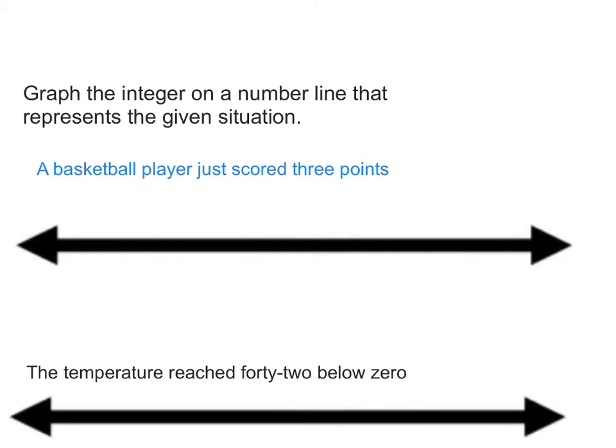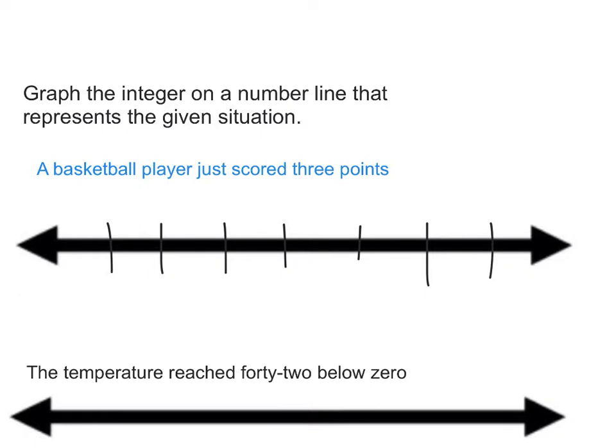So now we're going to do a little bit of graphing with a blank number line, and I'll show you what I want in certain situations here. So let's take it one at a time. Basketball player just scored 3 points. Okay, so he scored 3 points. So where would that be on a number line? Well, it's a no-brainer. I'm not trying to trick you guys. We just got to get the basics down first, okay?